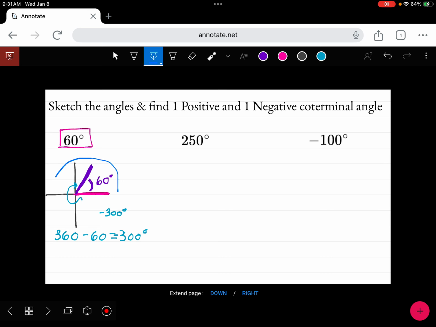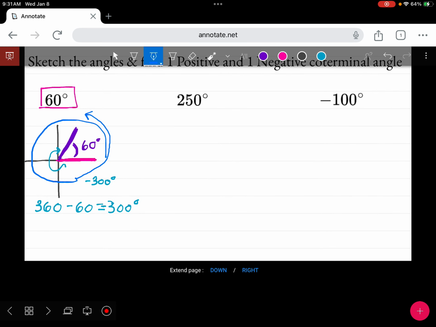Positive 300 is a thought. That'll get us down over here. But I don't want to stop right here. I want to keep going. I can take a 360 and go all the way around the circle and then go another 60, and then get right back up at that same terminal side. Because if I just go 360, I just end up right back where I was. I want to still get up to my 60 degrees, so we still need to make that turn. So we're going to go all the way around the circle.